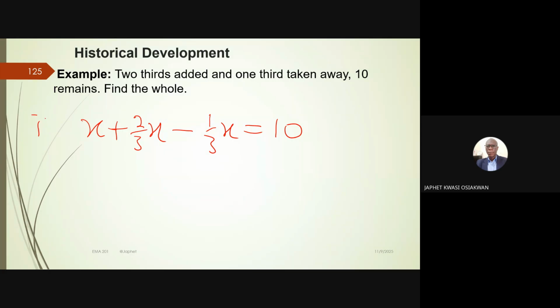So that's the first expression. Any other expression? Yes, you can go ahead. If you have a different solution, you can come up.